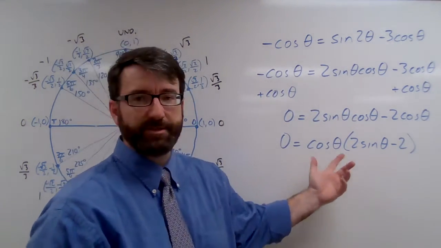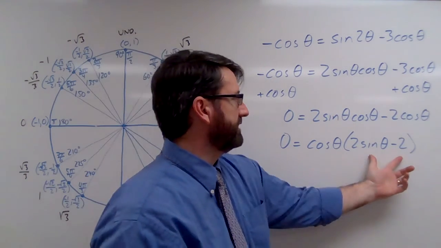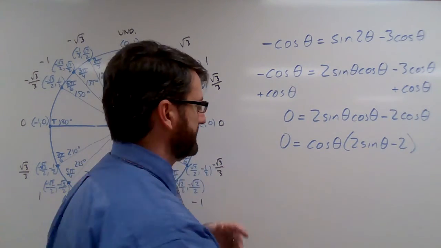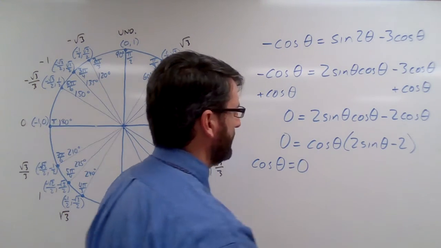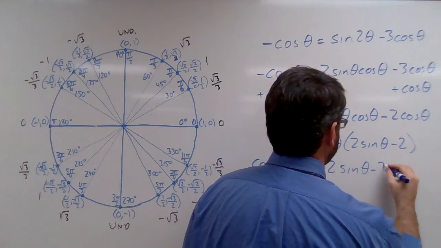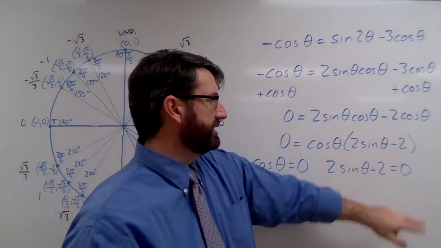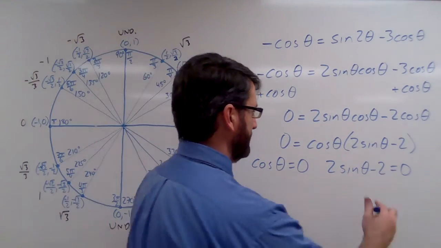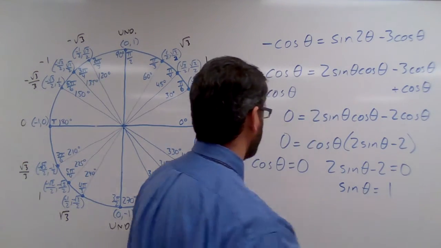We could have factored out a 2 cosine theta, but it'll work out the same either way. Now we've got two factors equal to 0. We can set each of the factors equal to 0 separately. So cosine theta is equal to 0, or 2 sine theta minus 2 is equal to 0. Here, if we add 2 to both sides, and then divide by 2, we're going to get that sine theta is equal to 1.